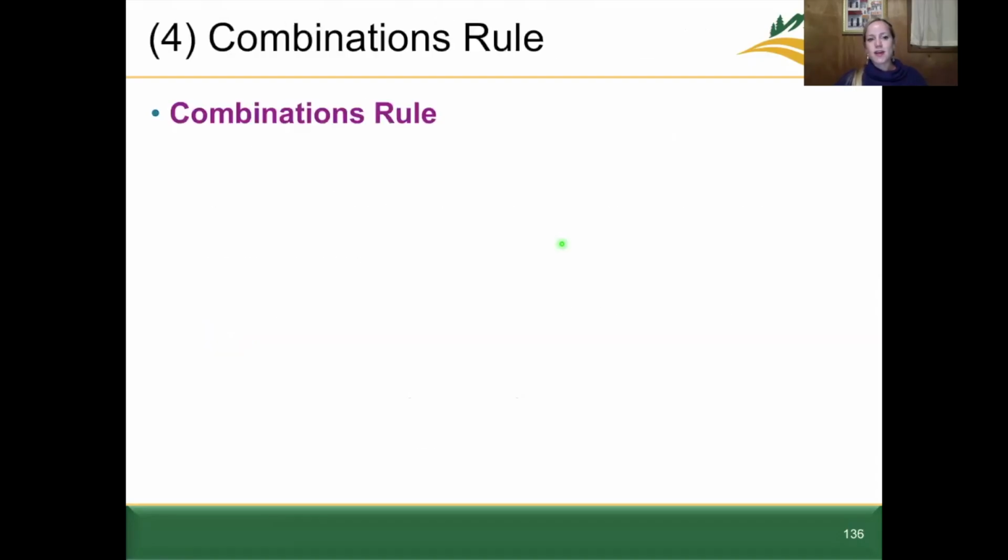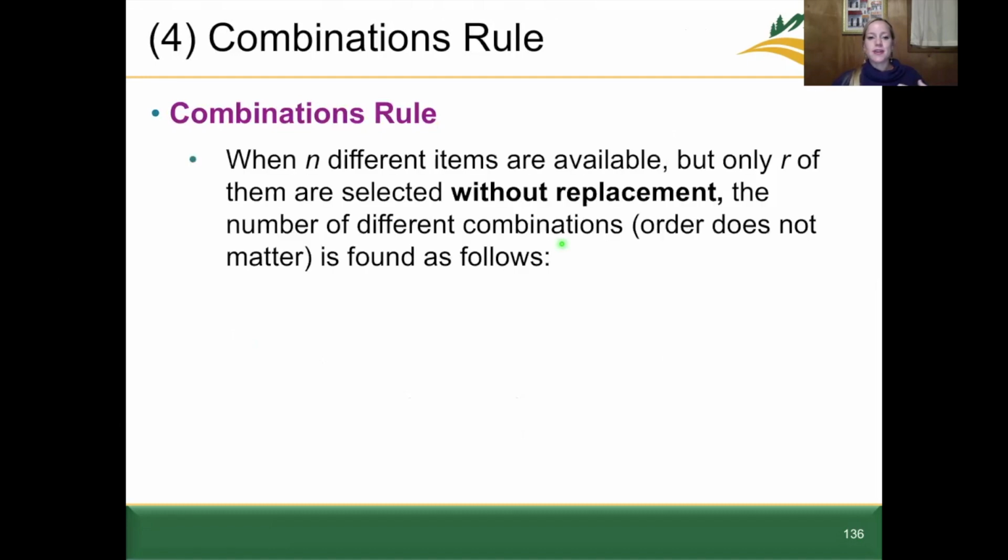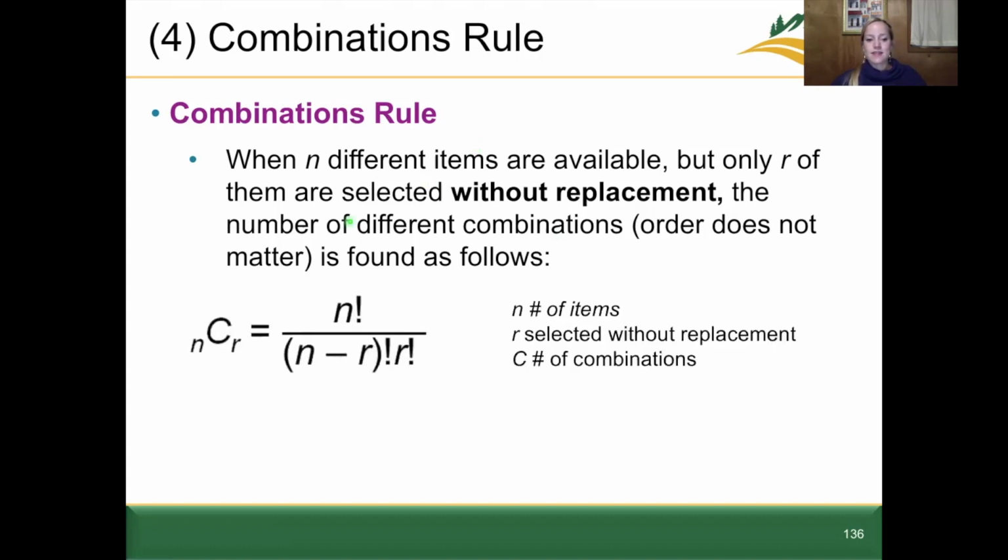Okay, let's transition now into the combinations rule. So the combinations rule is when n different items are available, but only r of them are selected without replacement. Then the number of different combinations where order does not matter can be calculated as this. Where capital C is for combinations, again, we have this subscript n and r where we'd plug in our numbers. N is still the number of items, and r is still the number of items that we're choosing. And again, this is important in combinations, so only r of them are selected without replacement.